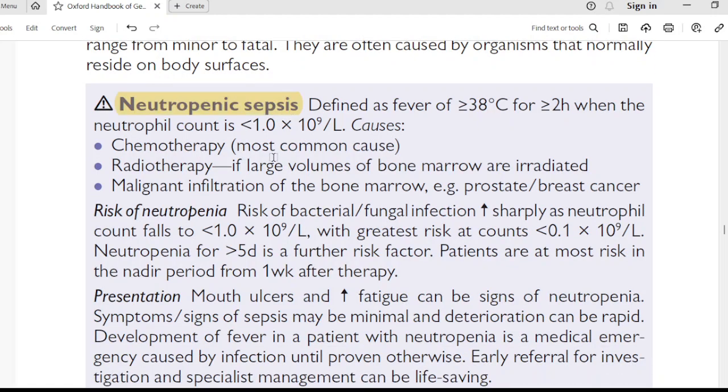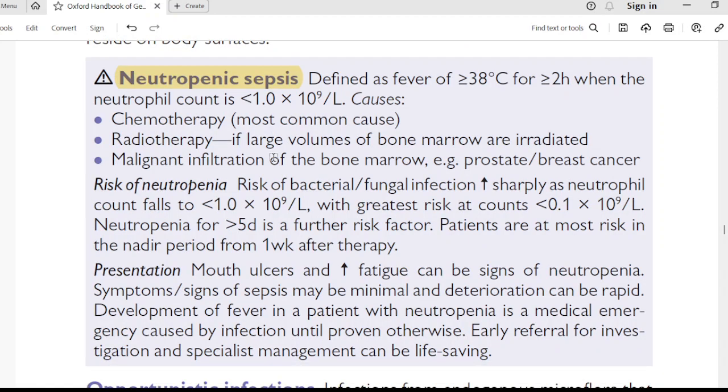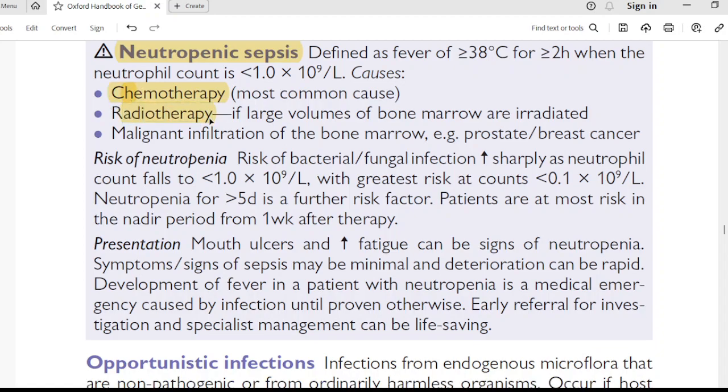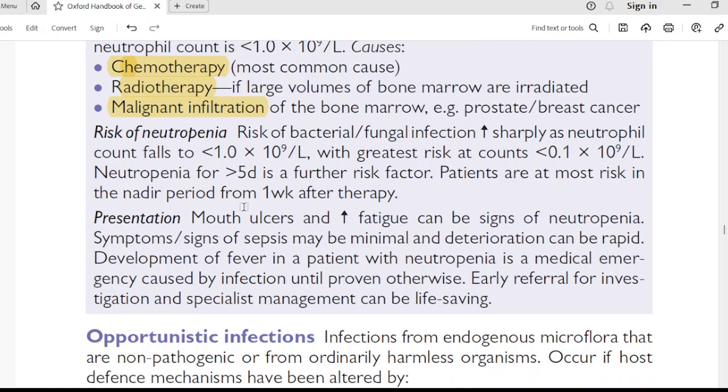Neutropenic sepsis is defined as a fever of more than 38 degrees for more than 2 hours when the neutrophil count is less than 1000. Chemotherapy is the most common cause. Radiotherapy, if large volumes of bone marrow are irradiated. Malignant infiltration of the bone marrow, for example via prostate or breast cancer.